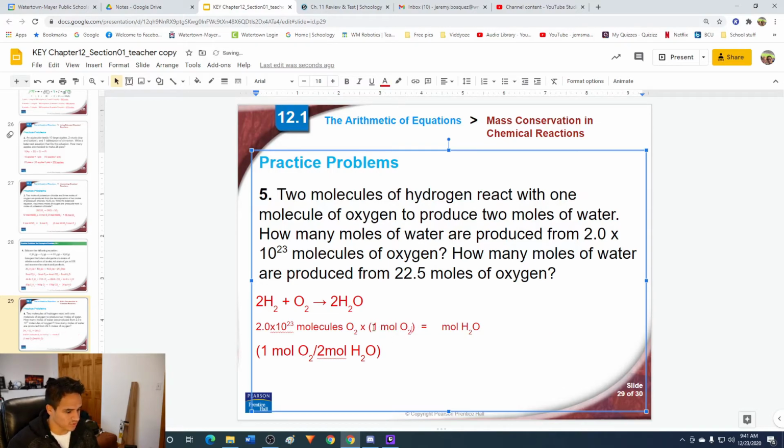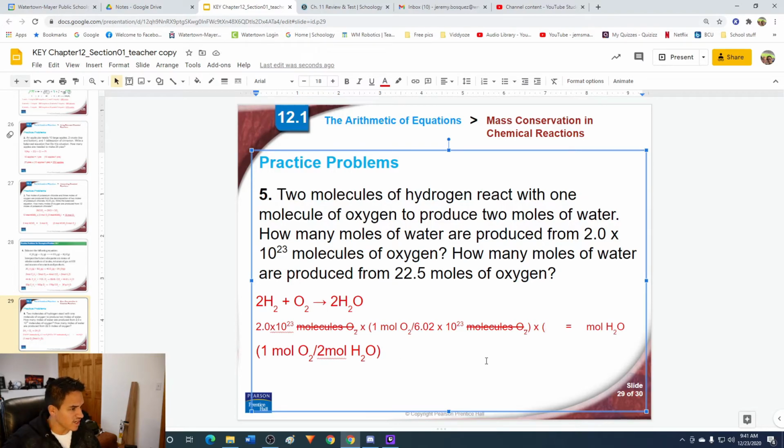So it's going to be 1 mole of O2 over 6.02 times 10 to the 23rd molecules of O2. That way molecules of O2 cancel with molecules of O2 here. So those are going to cancel out. Once we get to that point, then our next conversion will be to convert from moles of O2 to moles of water. And that's where this conversion factor comes into play.